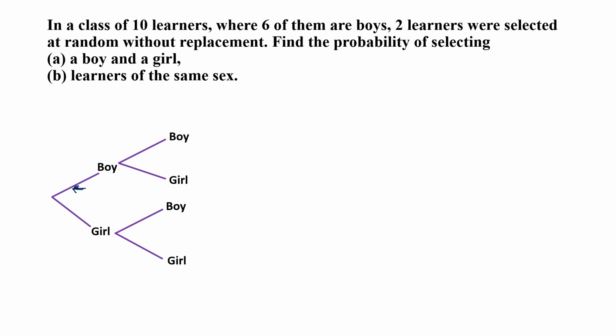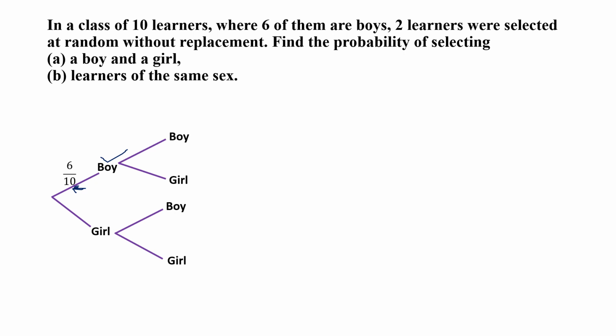The probability of starting with a boy is the total number of boys in the class, which is 6, over the total number of learners in the class. So the probability of starting with a boy is 6 over 10.